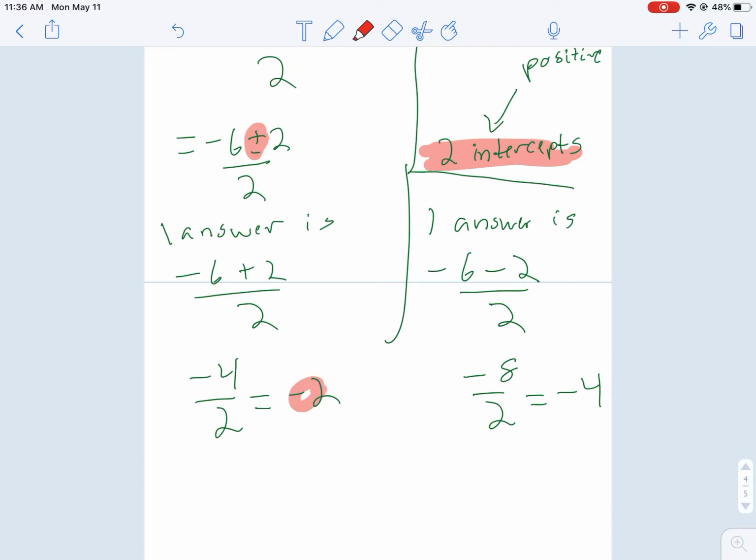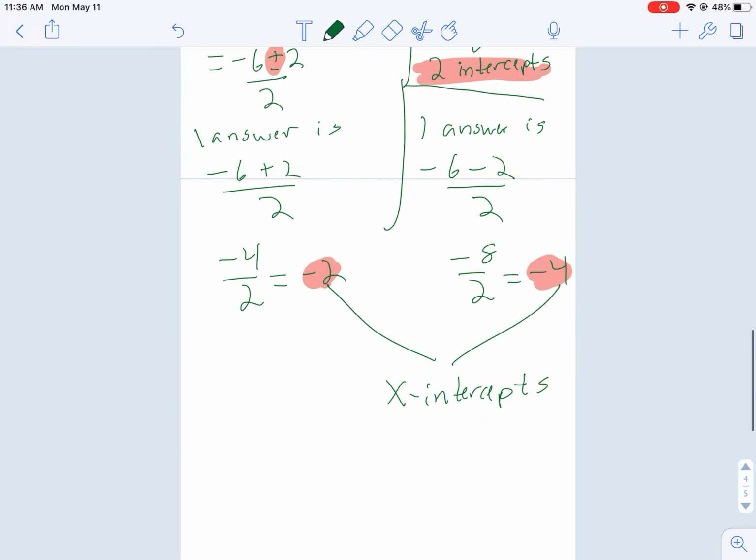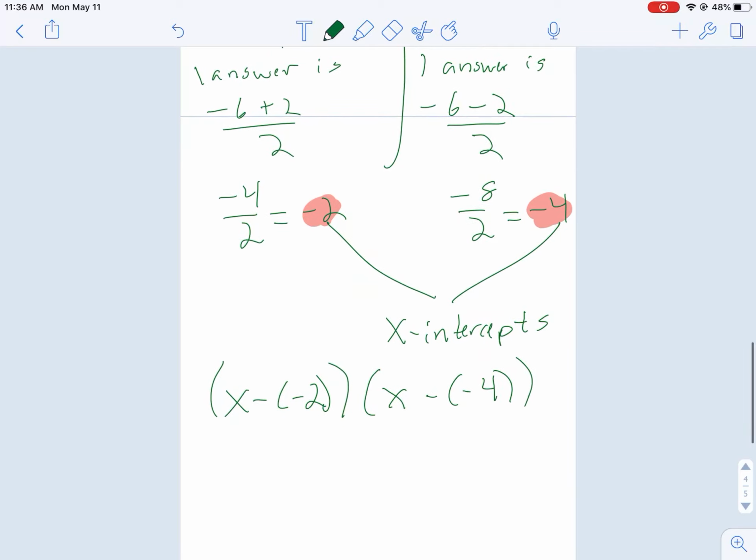And guess what? These are our x-intercepts. We can write this in factored form as x minus our x-intercepts. So this would be x minus negative 2 times x minus negative 4. And those of you already seeing it, we do simplify this. We can take care of those double negatives. This turns into x plus 2 and x plus 4.